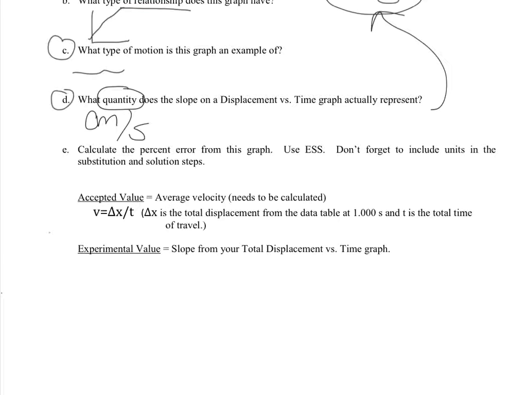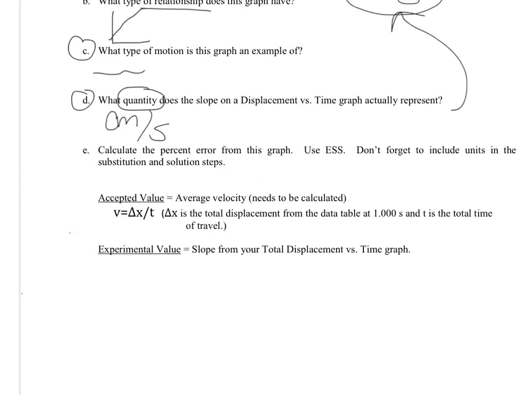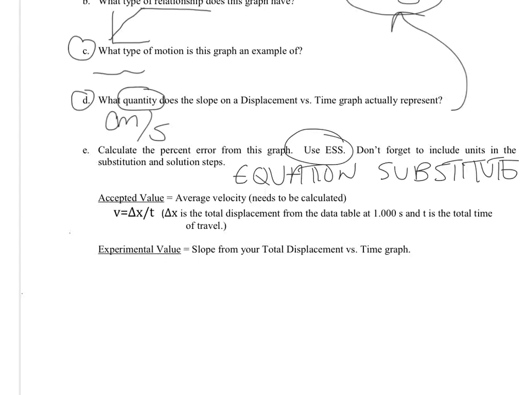So when we look at that graph, we actually extracted one more piece of information. Now you want to figure out your percent error from the graph in reality. And to do that, it says use ESS. That's just another way of saying the GUESS method: use your equation, then substitute, and then actually solve it. So that's all that ESS means. Basically, show your work.